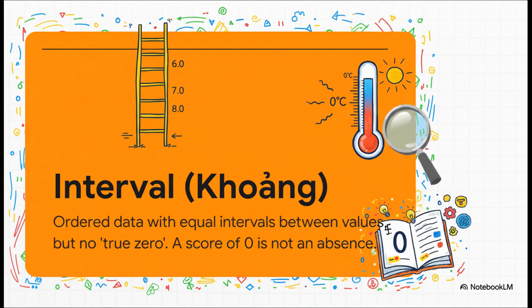Let's level up again to interval data, or khoảng. Now, with interval data, those steps on the ladder are evenly spaced. The difference between an IELTS score of 6.0 and 7.0 is the exact same as the difference between 7.0 and 8.0. But here's the catch. There's no true zero. Think about it. A temperature of 0 degrees Celsius doesn't mean there's a complete absence of heat. In the same way, getting a 0 on a test doesn't mean you have zero knowledge of the subject. It just means that was the lowest possible score on that particular test.